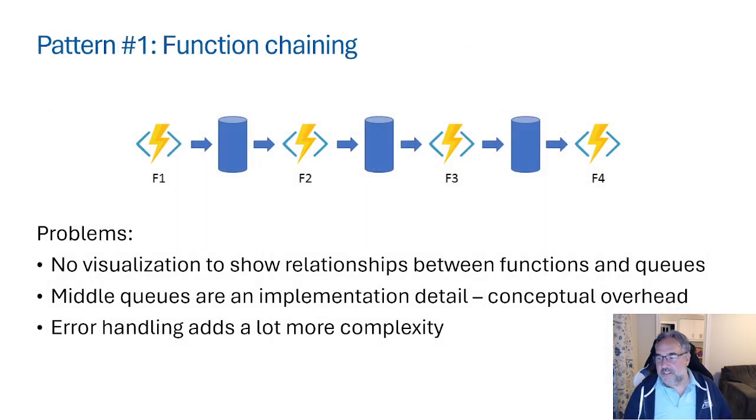Okay, so function chaining. What are some of the problems? Basically, there's no visualization to show the relationships between each of these functions and the queues. Often enough, you stand up a queue. Function 1 runs, the output of that goes into a queue. It then becomes the input to function number 2. Function 2 runs, output of that goes into another queue, and so on and so on.